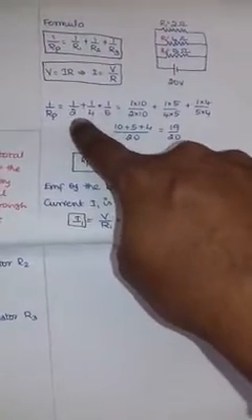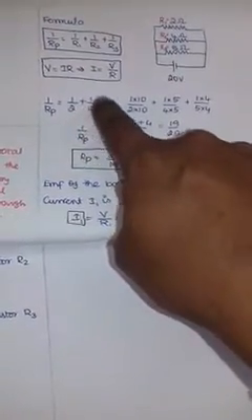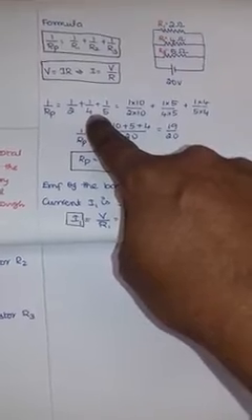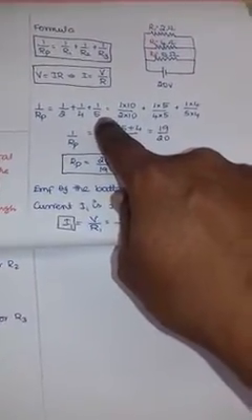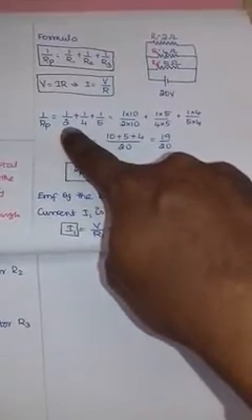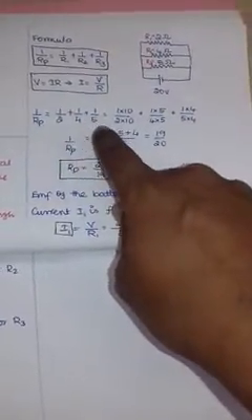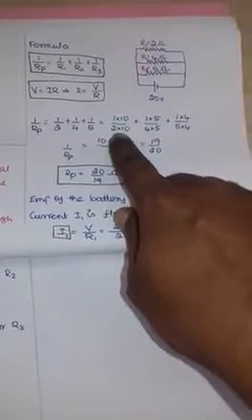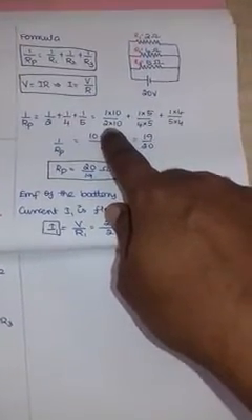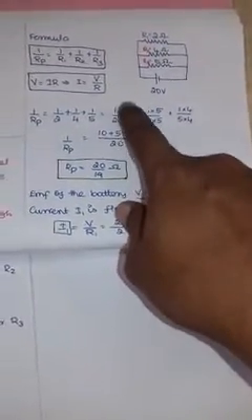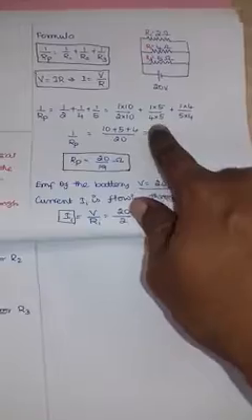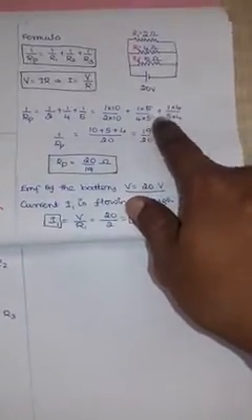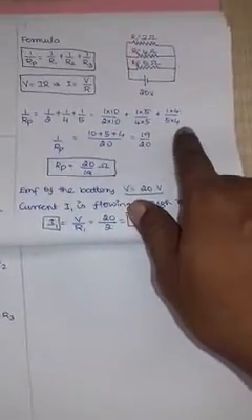So 1 by R1, what is the value of R1? 2 ohm, plus 1 by R2, what is the value of R2? 4 ohm, plus 1 by R3. What is the value of R3? 5 ohm. So take the LCM of 2, 4 and 5. If you take the LCM, that will give 20. So I am going to multiply: 1 into 10 divided by 2 into 10, plus 1 into 5 divided by 4 into 5, plus 1 into 4 divided by 5 into 4.